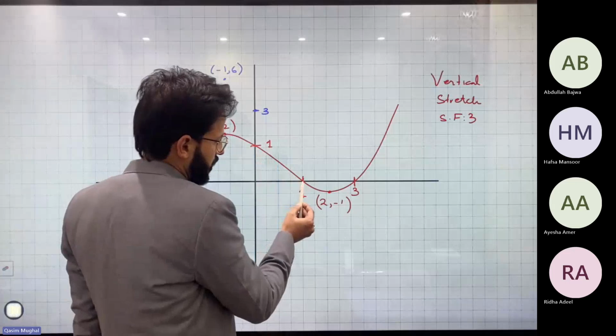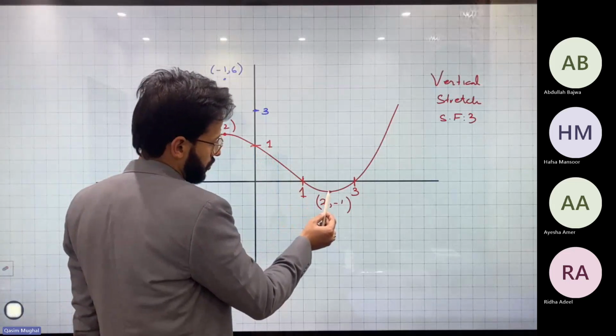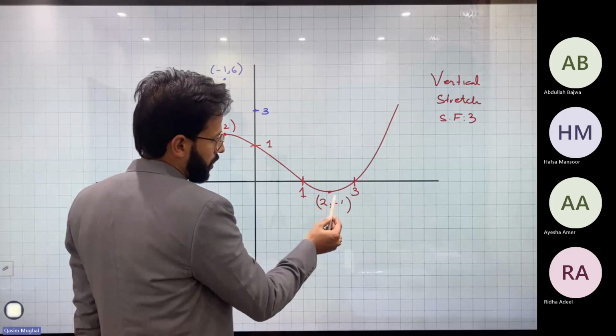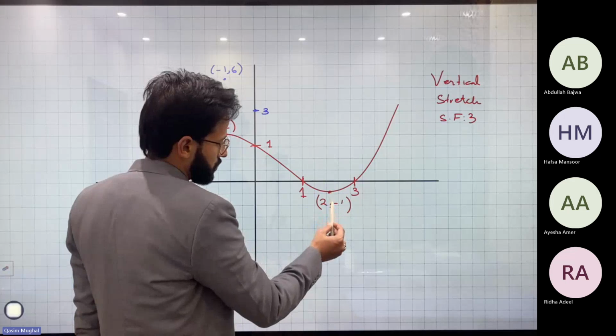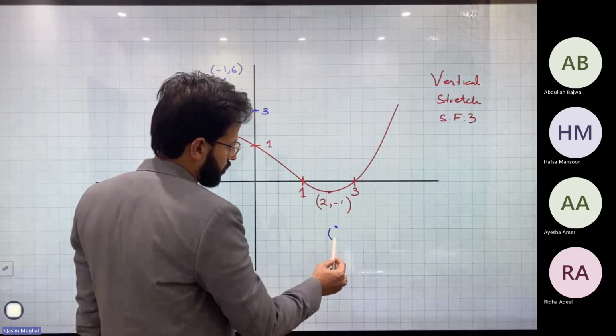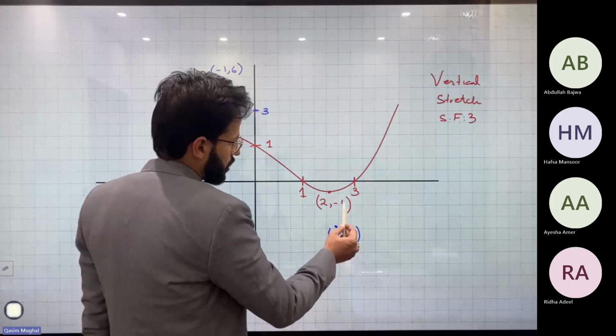This point is on the invariant line, so we are not worried about it. This is not on the invariant line. Its vertical distance from the invariant line is -1. So 3 times -1 is going to be -3. So this is where it is going to be, and the new coordinates will be 2 and -3.